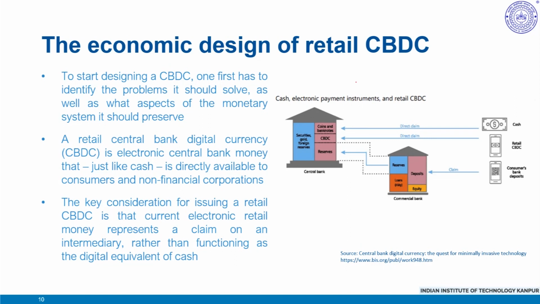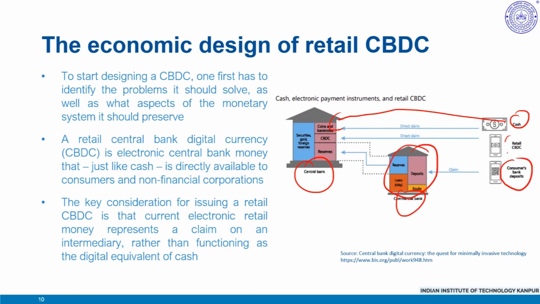In this diagram, we have shown different forms of monetary instruments, for example, cash, which is a liability of the central authority, which is the central bank. In India, it is RBI. There may be consumer banking deposits where there's an intermediary commercial bank involved, and the retail CBDC could, assuming it's a direct liability or direct claim on the central bank. This is one way of depicting this diagram.